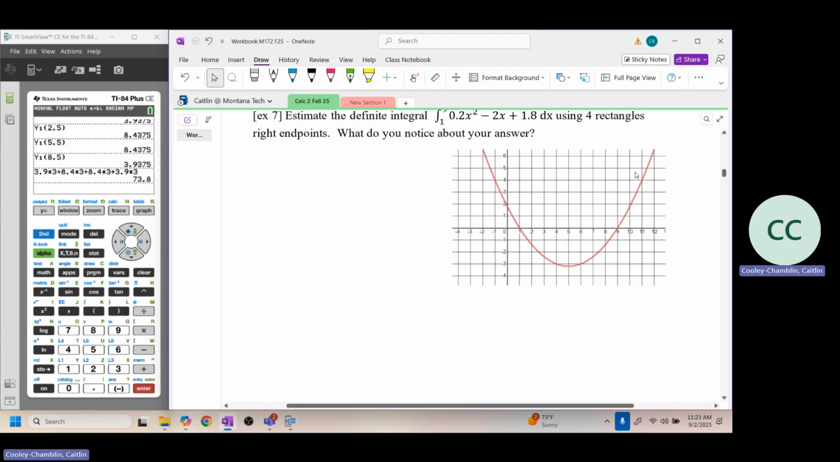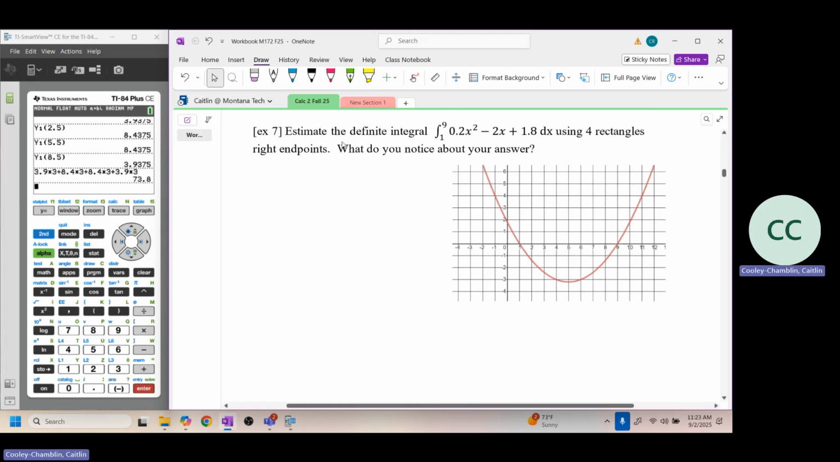Okay. So example 7 says estimate the definite integral from 1 to 9 of 0.2x squared minus 2x plus 1.8 dx using 4 rectangles, right endpoints. What do you notice about your answer? So we're going from 1 to 9. And we want to find the area under the curve. So we know definite integrals gives us the area under the curve and the x-axis, or the area between the curve and the x-axis, I should say.